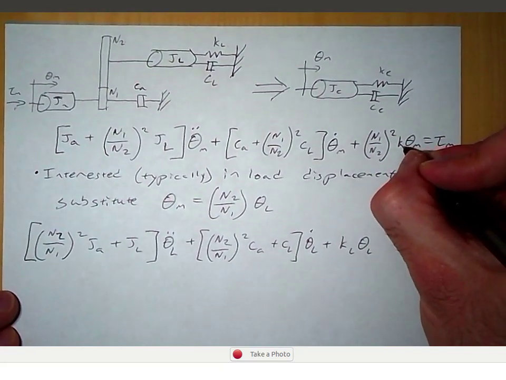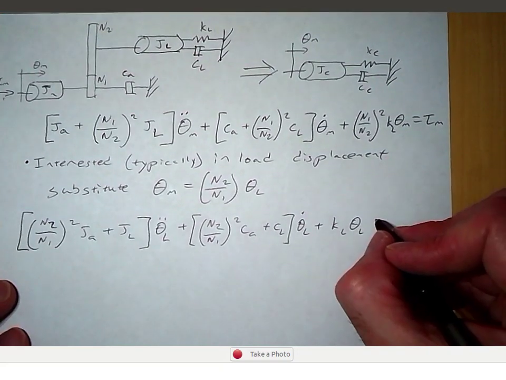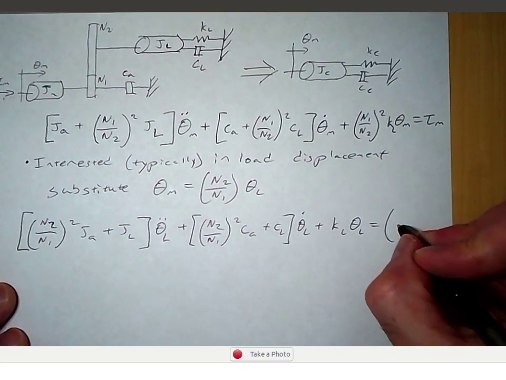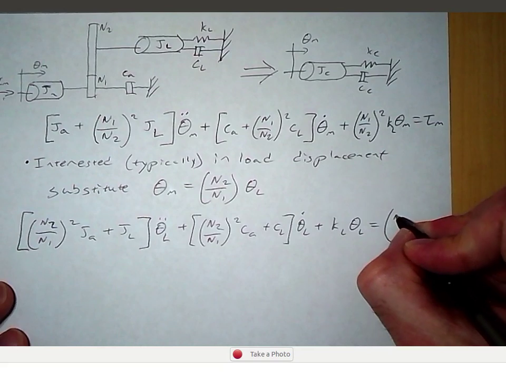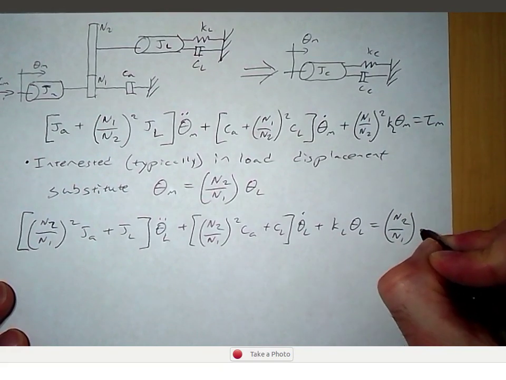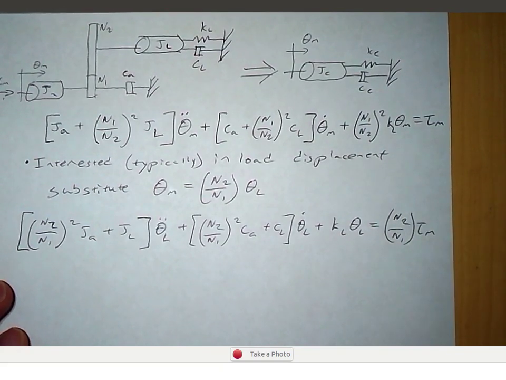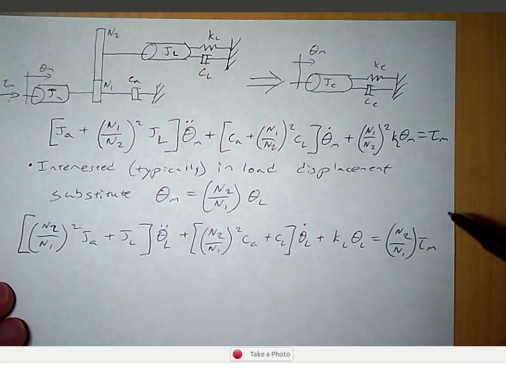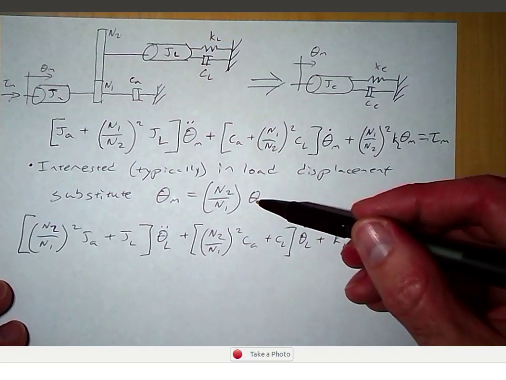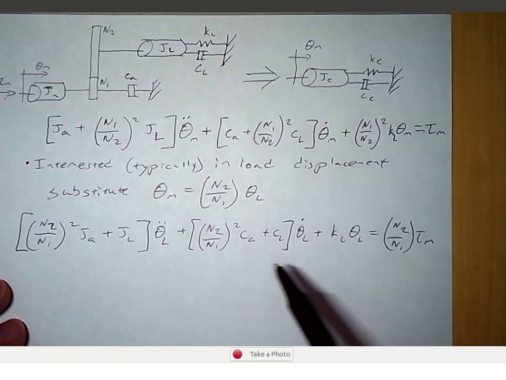Oh, this up here should be KL. KL times theta L, and that's all equal to the torque on shaft 2, so N2 over N1 times tau sub M. And this equation came directly from the previous one, just making this substitution. And it works out to be this.